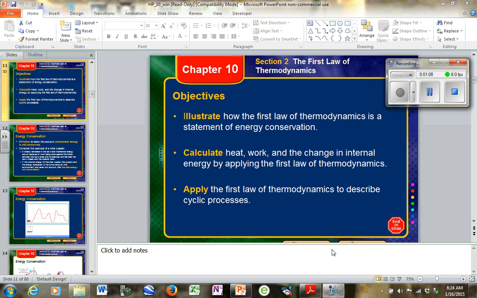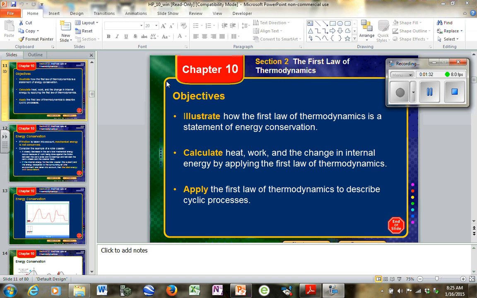I would like you to first look at these objectives here. First, we're going to illustrate how the first law of thermodynamics is a statement of energy conservation. We're going to use the roller coaster illustration, and that'll help us derive the formula. I'll show you some notes on that formula and how it applies to different thermodynamic processes.